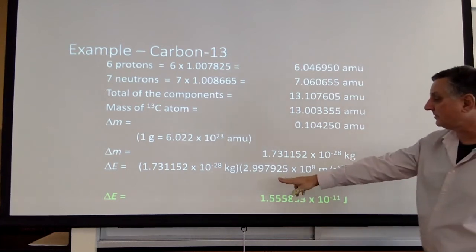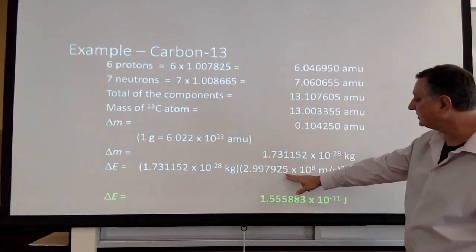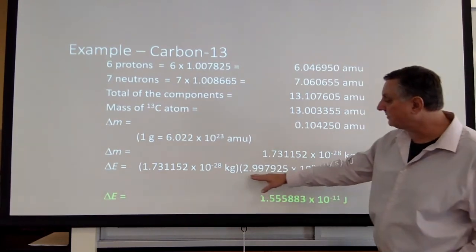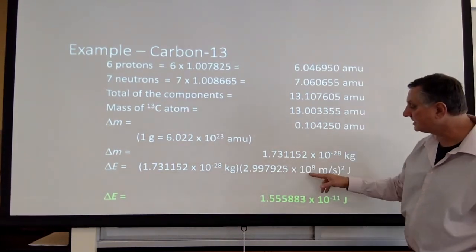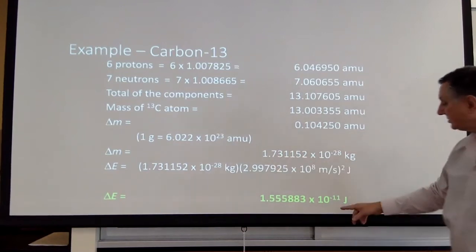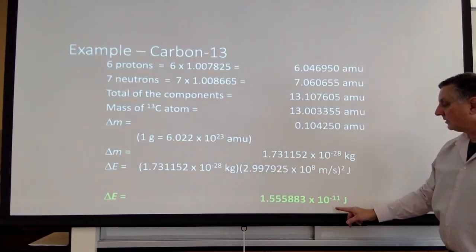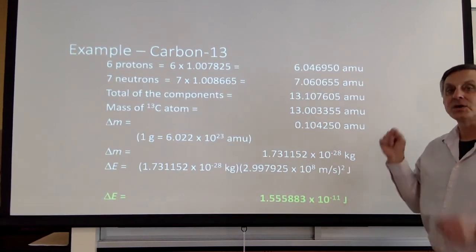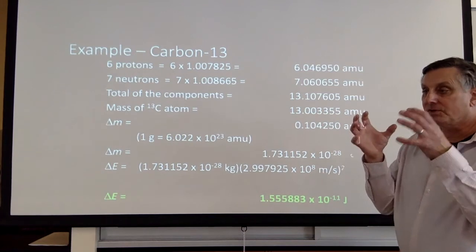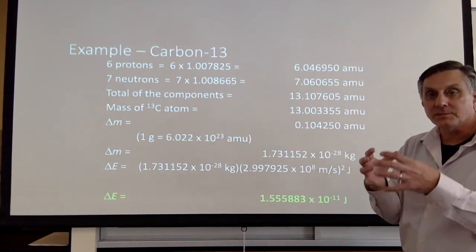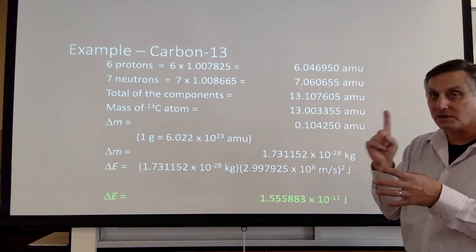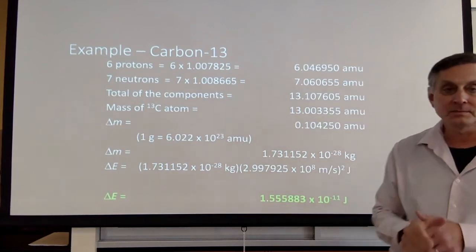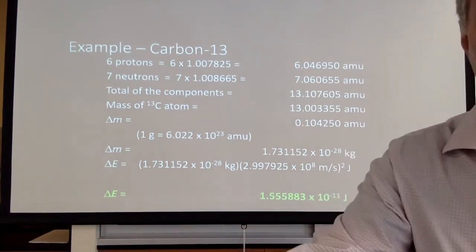Now, the speed of light, 2.997925 times 10 to the 8th meters per second. We square that, and this number times that gives us the change in energy, 1.6 times 10 to the minus 11th joules. This is the energy to hold the nucleus of one carbon atom together. Just one carbon-13 atom. That's the energy for one atom.